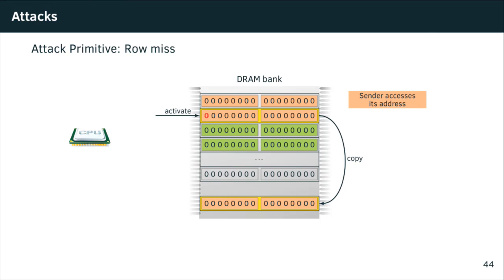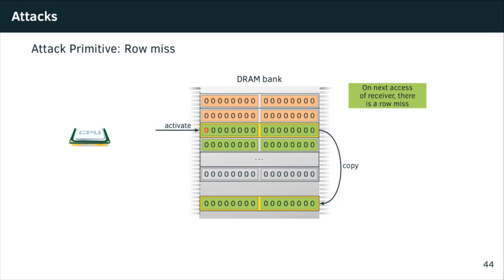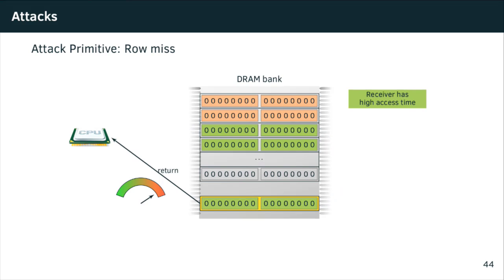And then the sender can access data in its row. So what happens? The rows are in the same bank, so they have the same row buffer. And if the sender accesses data in its row, it will be copied to the row buffer, and the old row buffer content is gone. So the sender just accesses this, doesn't care about the data. It's just interested in setting the row buffer to a defined state. And if the receiver then again accesses the data in its row, it has to be copied to the row buffer first, because it was overwritten by the sender. And this leads to a high access time. So the receiver sees now it has a high access time, so the transmitter must have sent something by accessing its row.